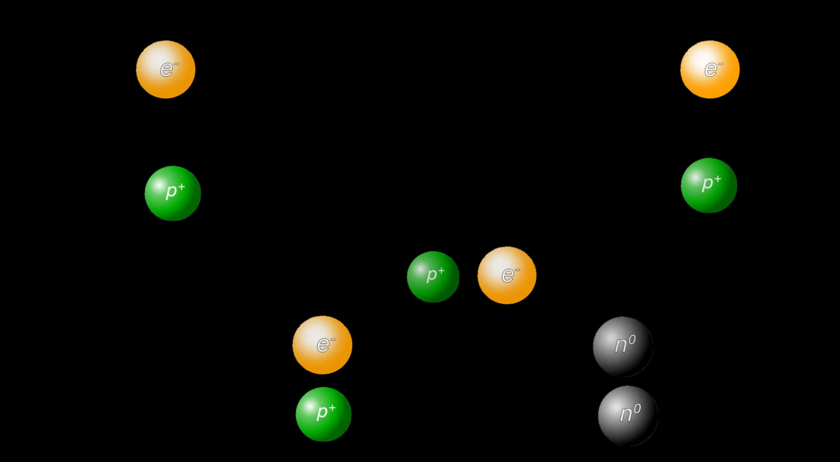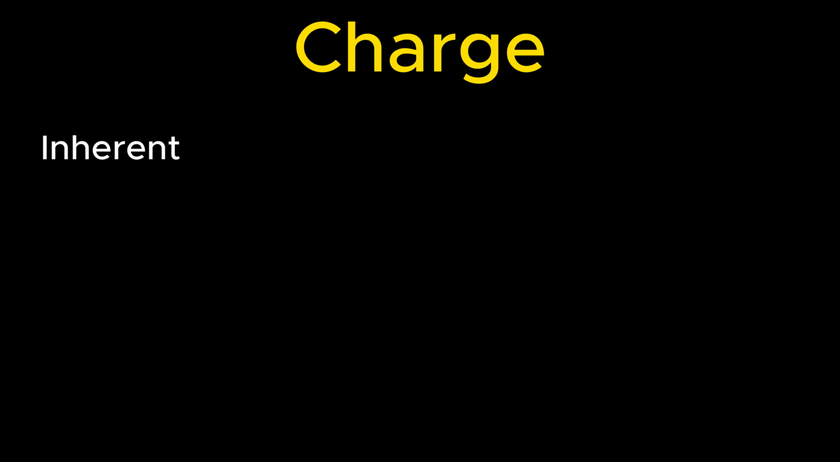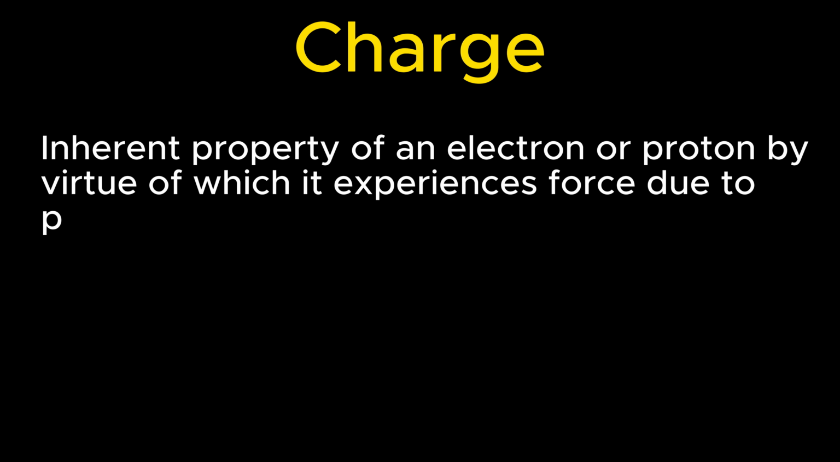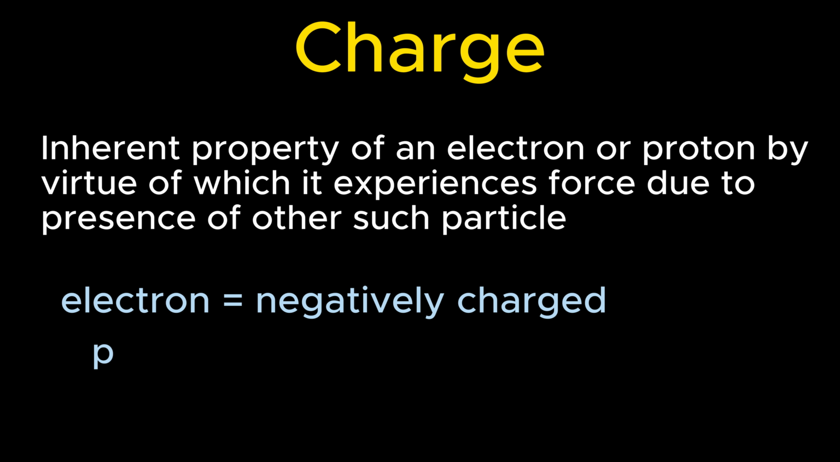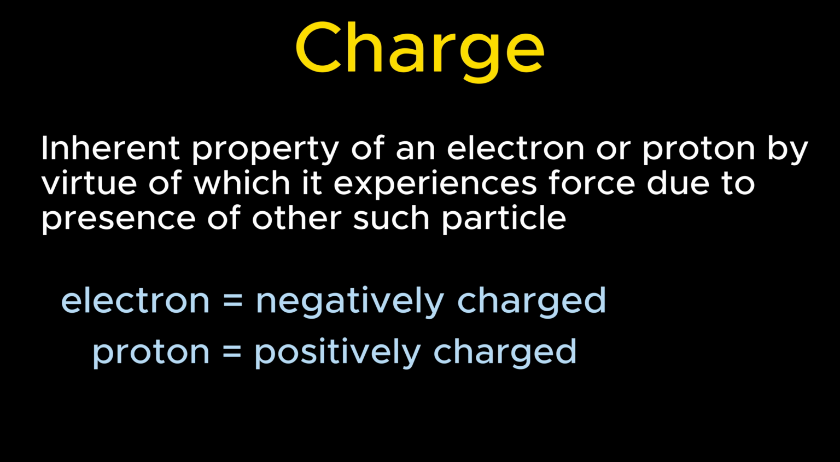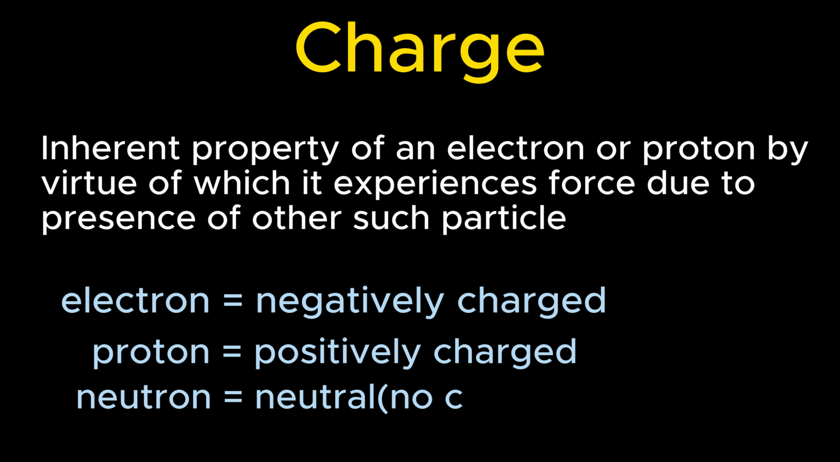This property we call charge, and it is defined as the property by which a subatomic particle, mainly an electron or proton, experiences some force due to another subatomic particle that is charged. By convention, electrons are said to be negatively charged and protons are said to be positively charged, and neutrons are said to be deprived of any charge and are called neutral.